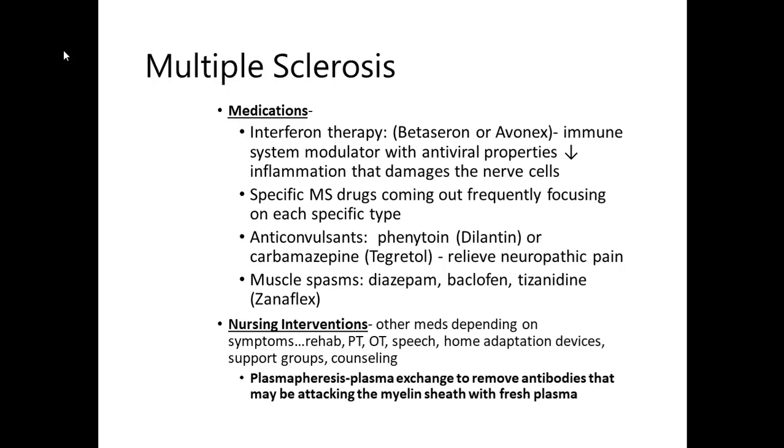Medications. There's the interferons. Most common is Avonex. I used to run around the state and teach newly diagnosed MS patients how to use Avonex and inject themselves. That is an immune system modulator that has some antiviral properties. So it basically decreases the inflammation that's causing the damage to the nerve cells. It's a wonderful medication. It works wonders in a lot of people.